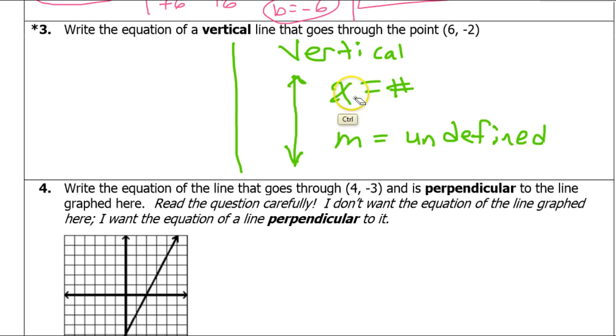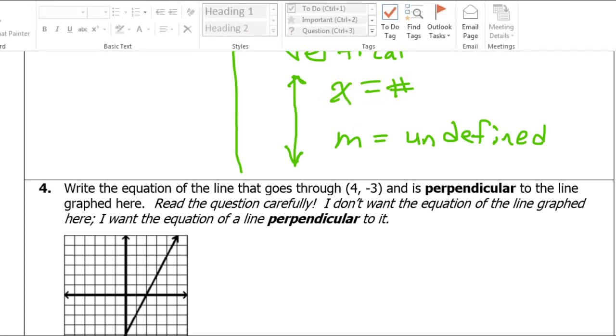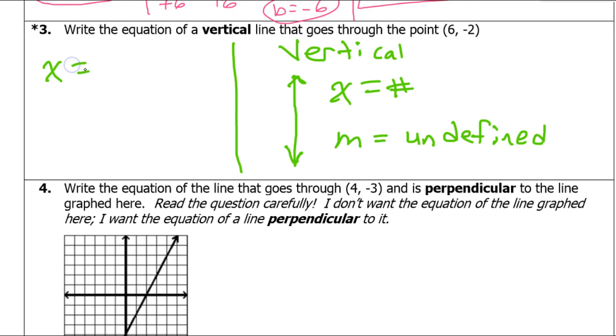So we know that the equation will be x equals a number. Okay, so that means that I'm going to have x equals something. Well, which one of these 2 numbers do you think it's going to be? Well, it's going to be this one because that's the x value. So x is equal to 6. Done.